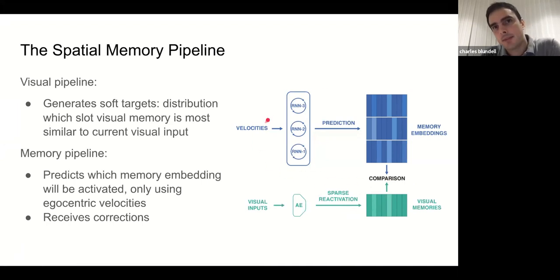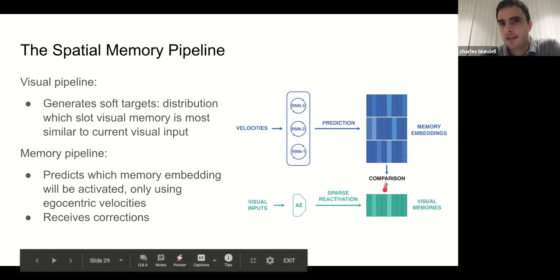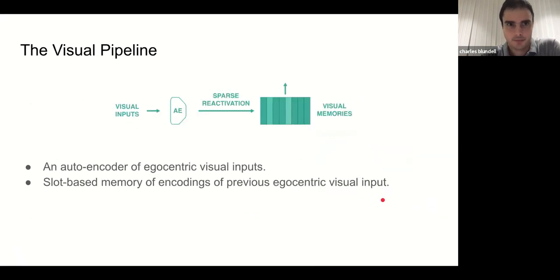And then the memory pipeline is just fed egocentric velocities. That's angular velocities and lateral velocities, but in a frame of reference that's relative to the agent. From those, it's asked to predict a bunch of memories, a bunch of slots, and to predict which of those are reactivated. It's trying to make sure that these slots activate at the same time as the slots at the bottom. So let me unpack that a little bit.